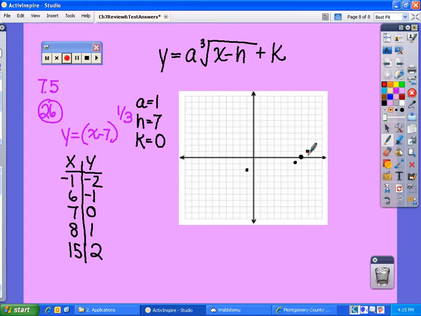The graph is going to go through these 3 points and then continue to the left, slowly going downward and through that other point. We do have another point way out here at 15, and so we'll make our graph go through something that's approximately at 15 too.